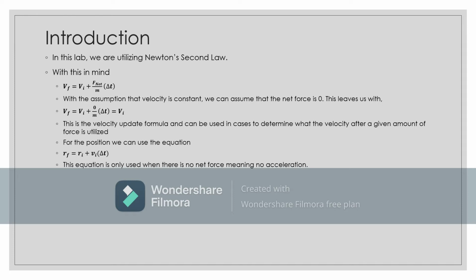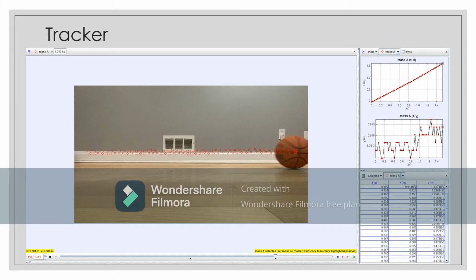For the position, we can use the equation final position is equal to initial position plus initial velocity times t. Typically, you have the plus 1/2 a t squared, but because a is equal to zero, the rest of that is canceled out. So in Tracker, this is how the data was collected.